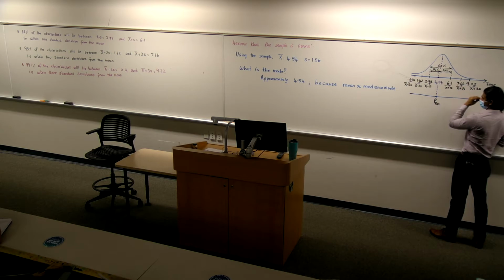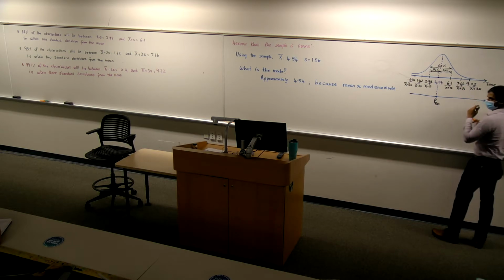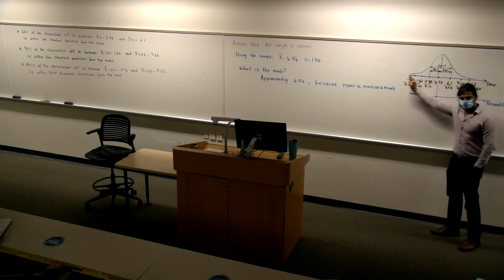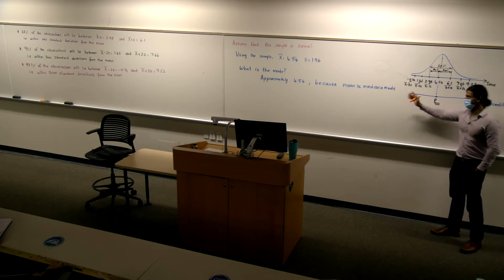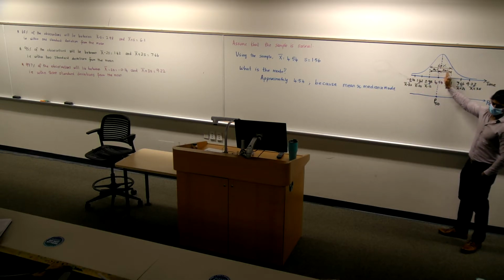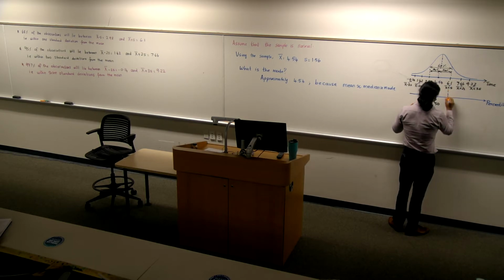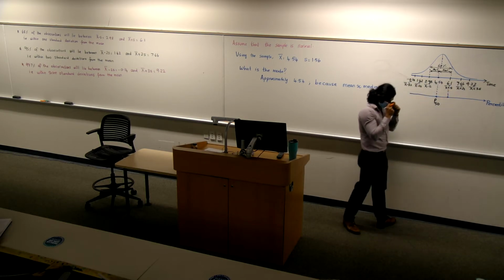84%. Care to enlighten us, Benson? Well, if 50% falls below 4.54 and another 34% falls between 4.54 and 6.1, add the two to get 84%. So 50% lies below 4.54. To that, I'm adding 34%. So 84% would lie below 6.1.